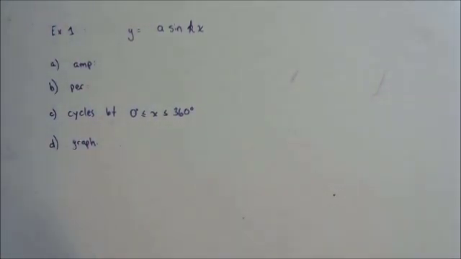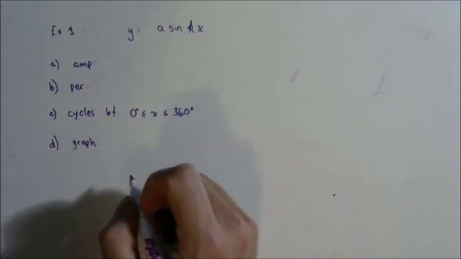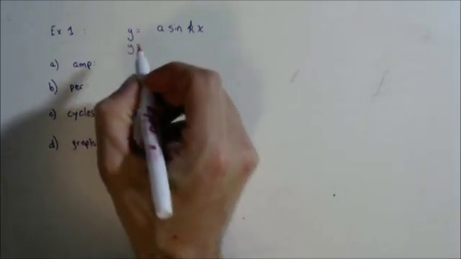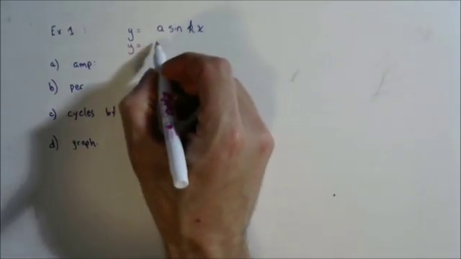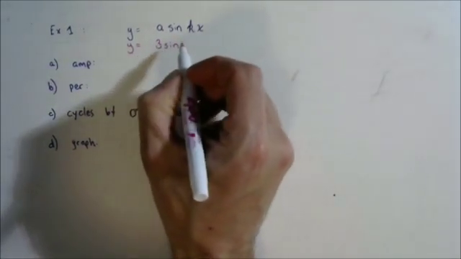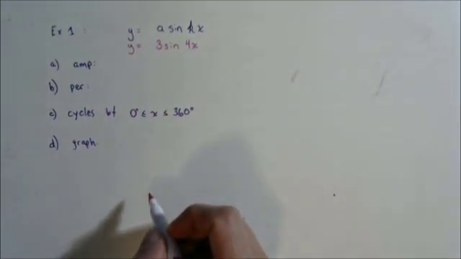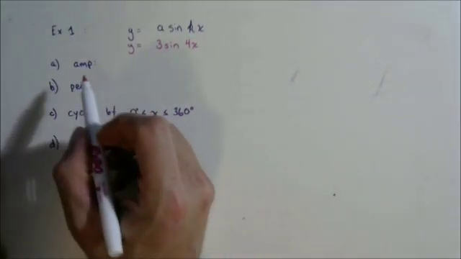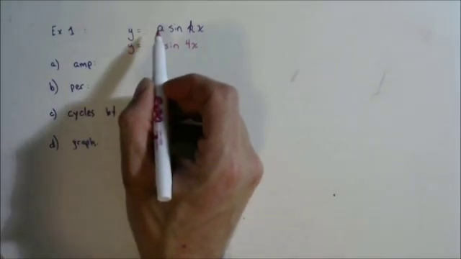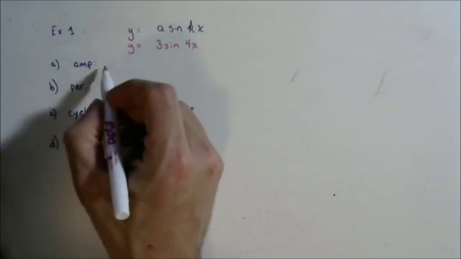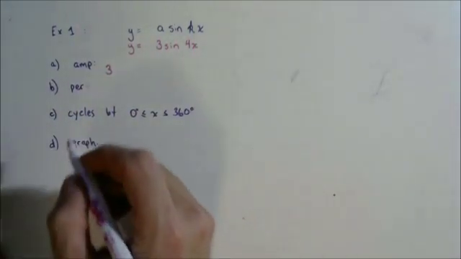And we're just going to be looking at the example that they give us and determining what are some of the characteristics of this graph. The one that we're working on is 3 times the sine of 4x. So amplitude, that's determined by A. It's the absolute value of A. So this has an amplitude of 3. It's given to us right there.